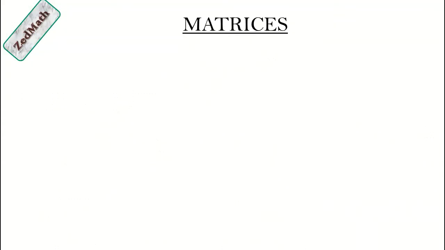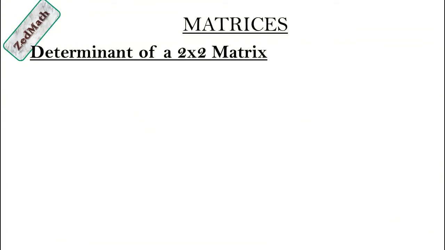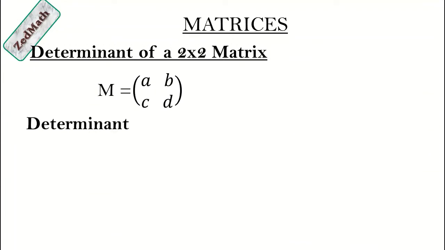So let's cool our heads a bit by taking a look at something interesting we can do with matrices, and that is the determinant of a 2 by 2 matrix. Given a matrix M, its determinant, denoted by M with those two lines, is given by A multiplied by D minus B multiplied by C.